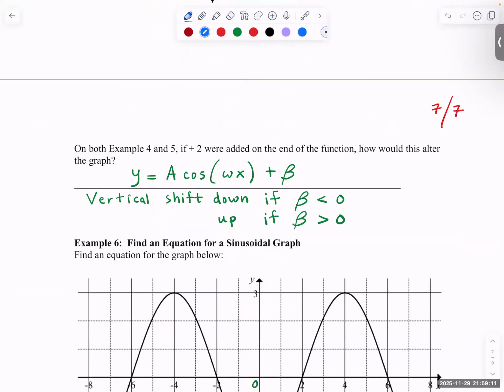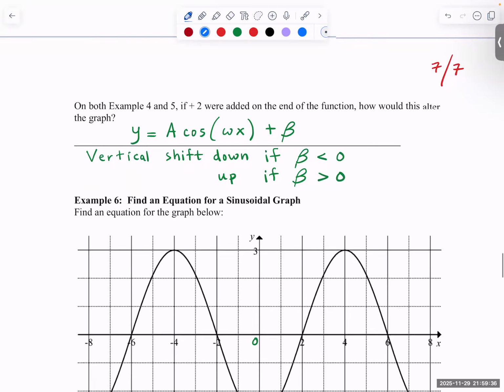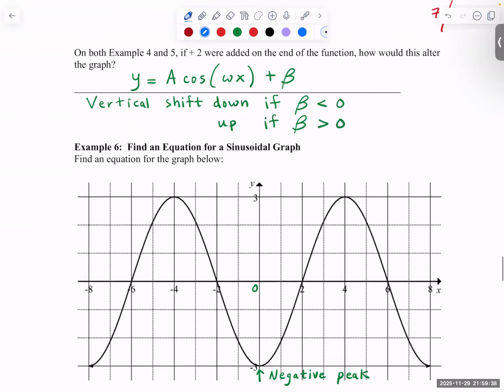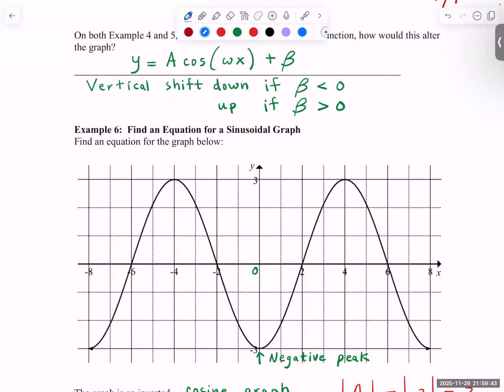On both example 4 and 5, if plus 2 were added on the end of the function, how would this alter the graph? Y equals a cosine of omega x plus beta in general. The effect would be a vertical shift down if beta is a negative value, and a vertical shift upward if beta has a positive value. Example 6. Find an equation for the given sinusoidal graph.